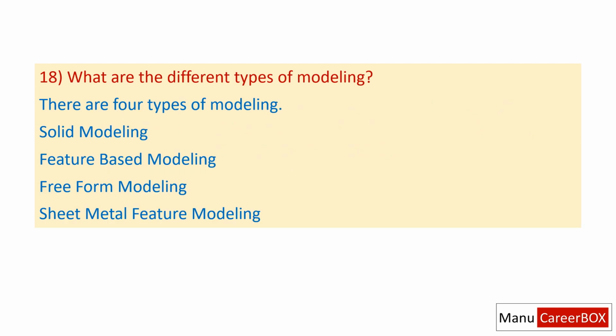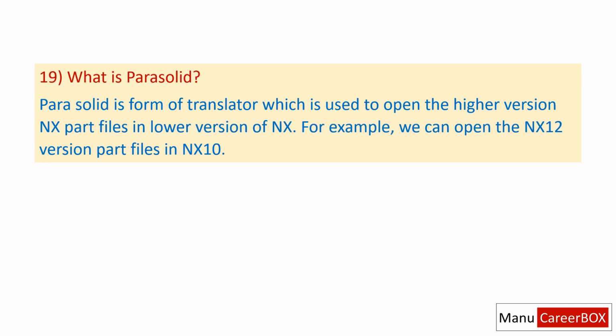18. What are the different types of modeling? There are 4 types of modeling: solid modeling, feature-based modeling, freeform modeling, sheet metal feature modeling.